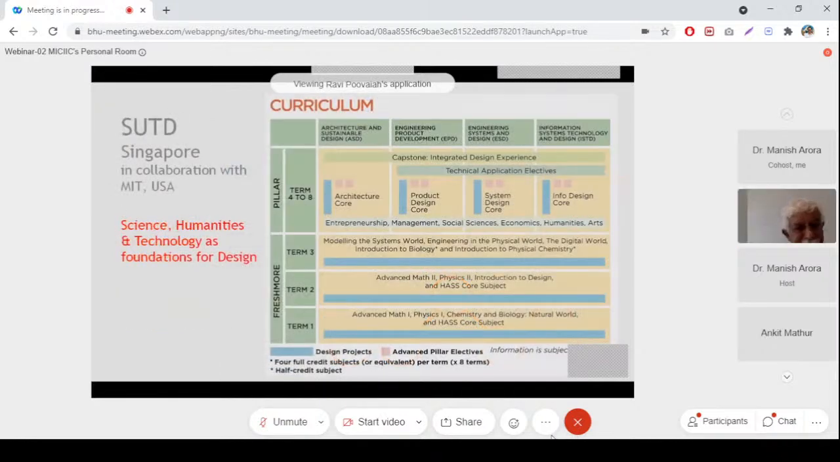Okay, and a very new university now. I think it's about 7 or 8 years old, which came up in Singapore in collaboration with MIT USA. It's called Singapore University of Technology and Design. They have thought of a different structure. They've said that the core subjects are maths, physics, chemistry, biology, the natural world, and the humanities. Okay, so they are the foundation courses.